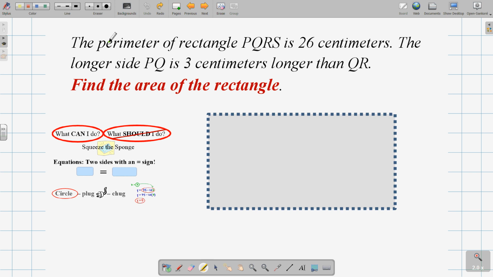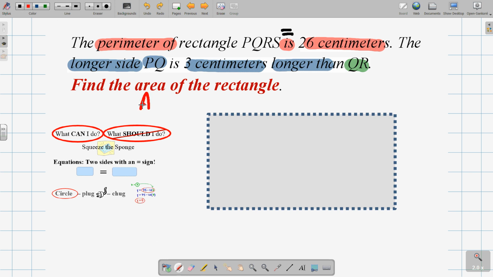Pass number 2, read with 3 body parts 3 times. Here's our second time. We highlight our key information. We're dealing with perimeter. Is an equal sign. 26 centimeters. The longer side, 3 centimeters longer than QR. The longer side PQ, longer than QR. Find the area. So area is what we're finding. Let's write down our area equation, length times width.